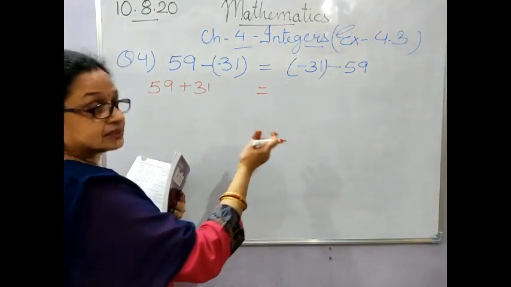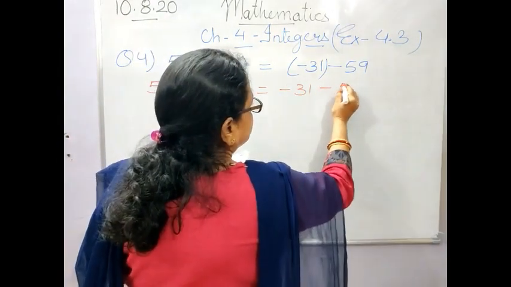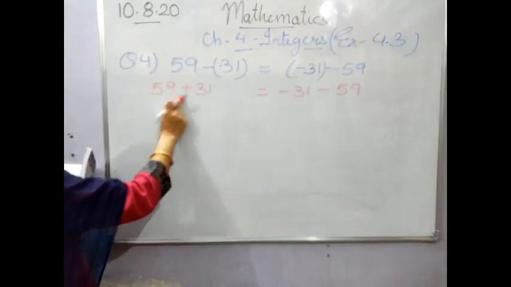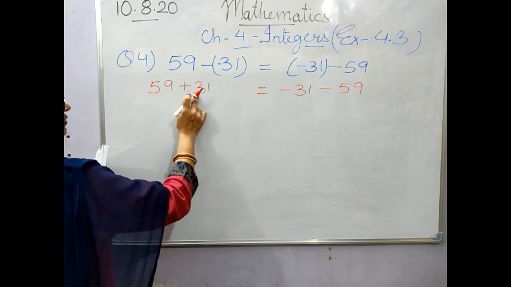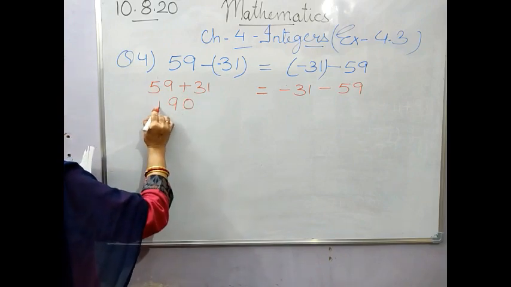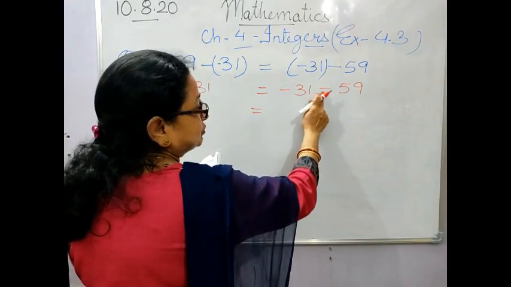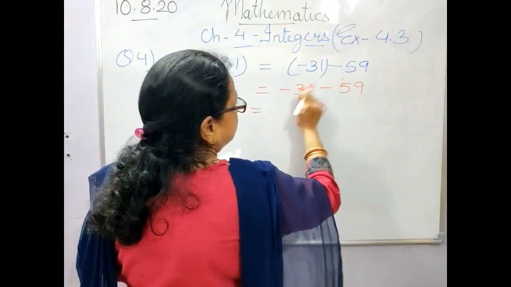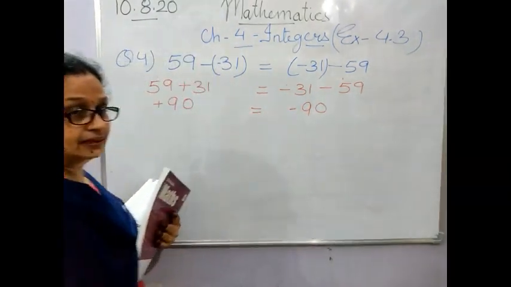They have asked whether it is equal or not. Minus 31 minus 59. Here the signs are the same, this is plus, so we will add: 9 and 1 is 10, and 5 and 3 is 8, and 1 is 9, so 90. This is plus 90. Both the signs are the same, so we will add, this is 9 and 1 is 10, 5 and 3 is 8 and 1 is 9, and this is minus.